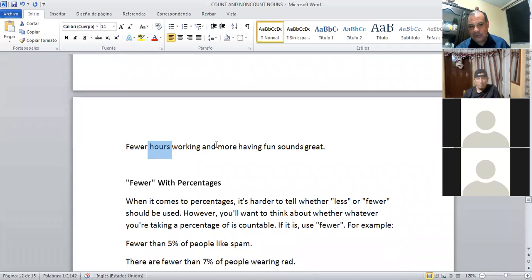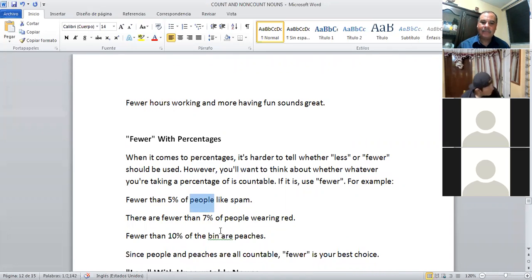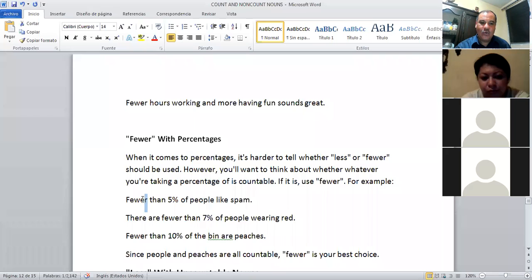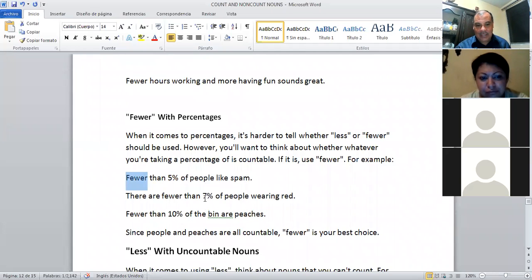Now, fewer with percentages. If the percentage is of a countable noun, such as people, then I have to use fewer, because this percentage is talking about a countable noun. Okay? Countable. Now, can you see here? There are fewer than 7%. Hay menos del 7% de personas. So in this case, the percentage refers to a countable noun. I use fewer.